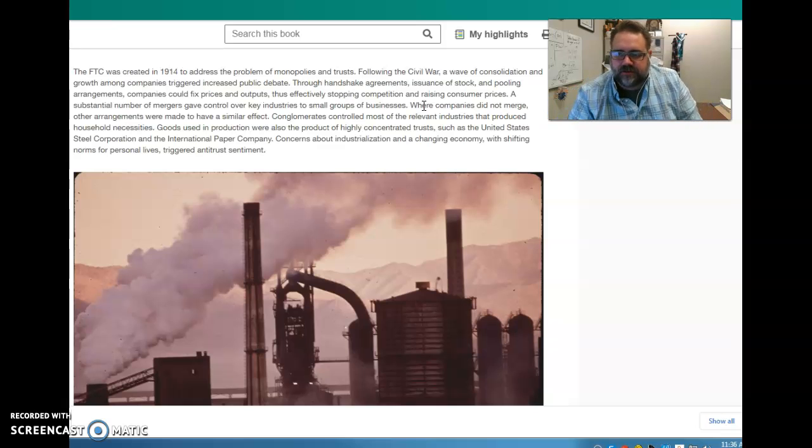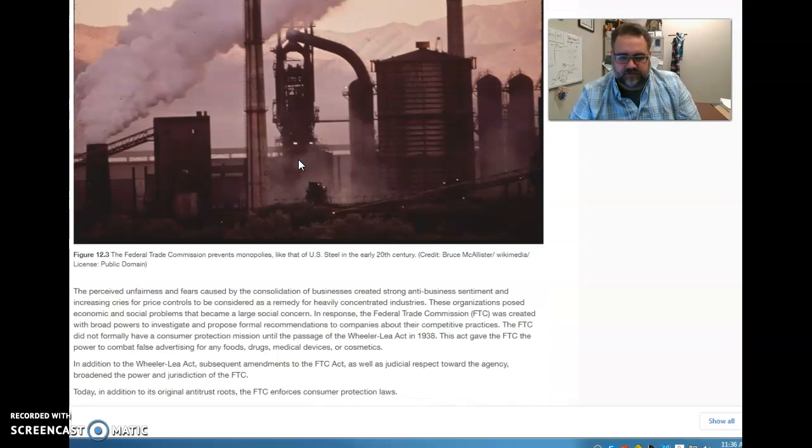Where companies did not merge, other arrangements were made to have similar effects. Conglomerates control most of the relevant industries that produce household necessities. Goods used in production were also the product of highly concentrated trusts, such as the United States Steel Corporation and the International Paper Company. Concerns about industrialization and a changing economy with shifting norms for personal lives triggered antitrust sentiments.